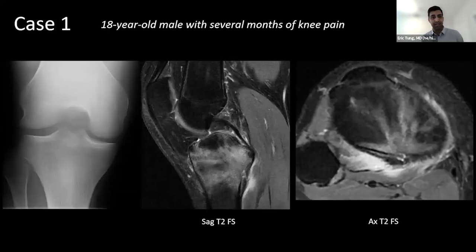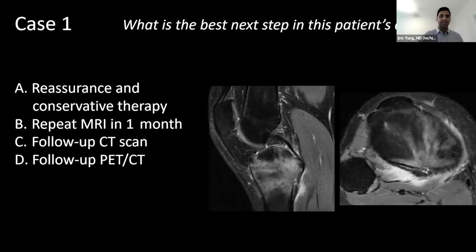So let's start off with a case here. This is an 18-year-old male with several months of knee pain. Now, I promise not all of these cases, the answer is just going to be osteoid osteoma, but I'll leave it up for a short while. Take a look at the images, and then I'll show you our question. So this 18-year-old has had several months of knee pain. The question is, what's the best next step in this patient's care in trying to understand what's going on?